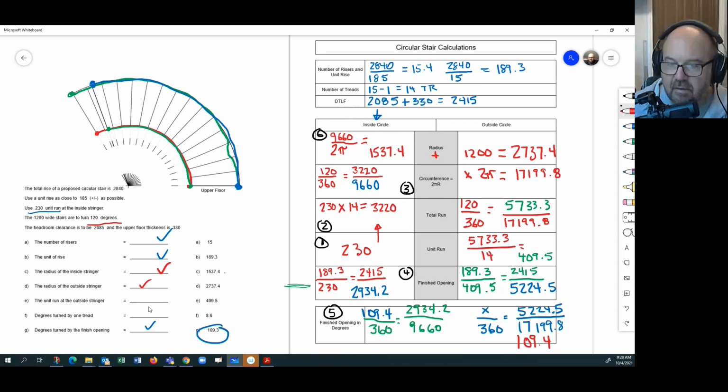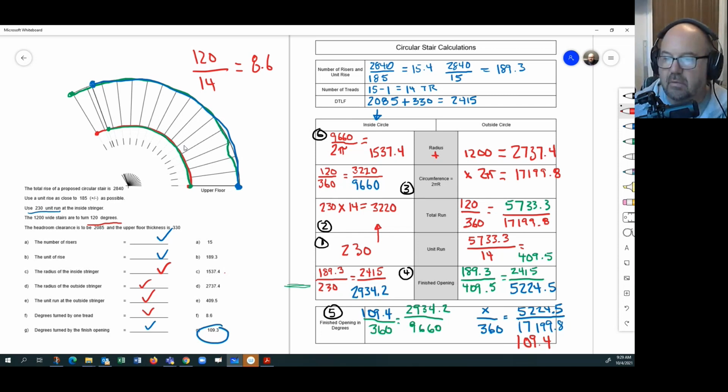Radius of the outside, got it. Unit run at the outside, got it. Degrees turned by 1 tread. The stair turns 120 degrees. I've got 14 treads. I'm willing to bet that that's going to be 8.6, insofar as I'm not even going to calculate that.